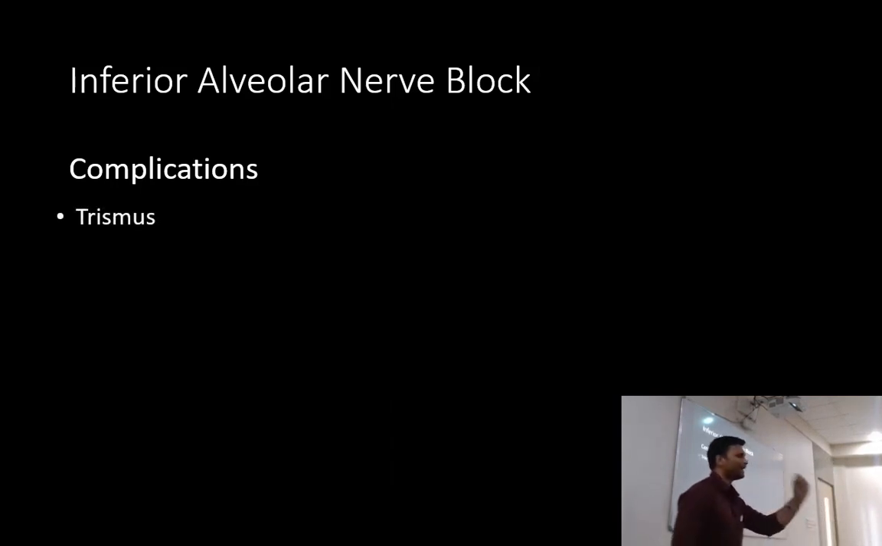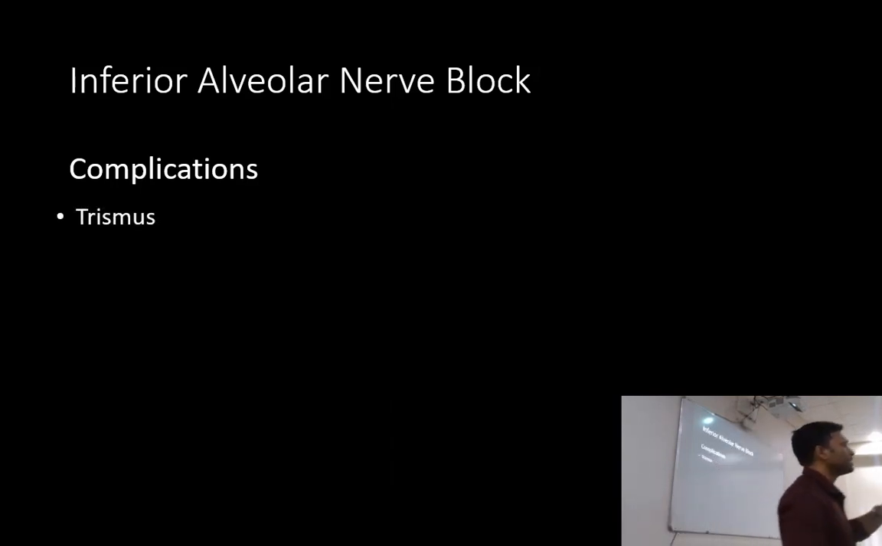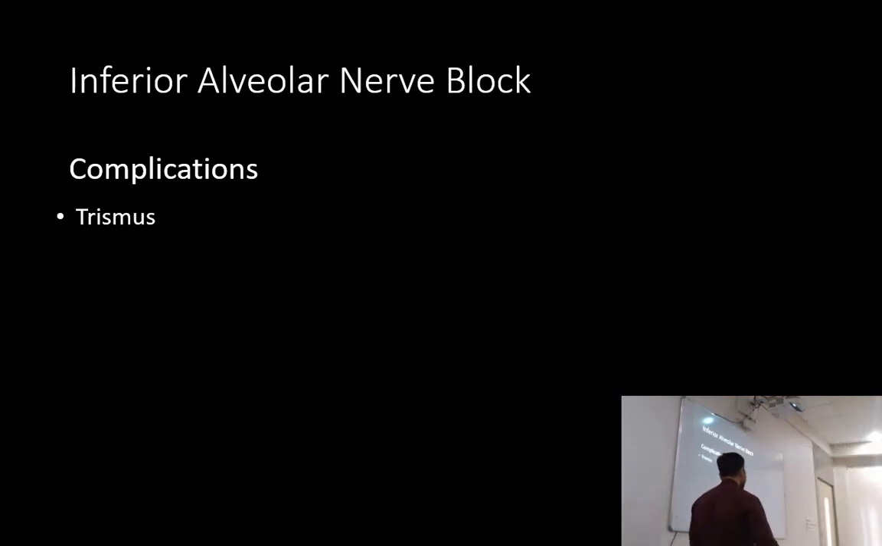Another thing, the LA that you deposit is myotoxic. Okay, myotoxic means it causes irritation and necrosis of the muscle fibers. So it is also a reason that if you deposit LA too close to the muscle or inside the muscle, that will lead to damage to the muscle fibers, and even that will lead to trismus.